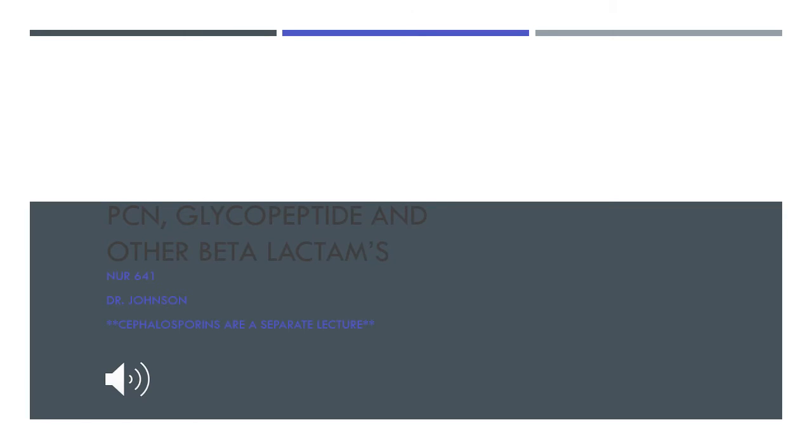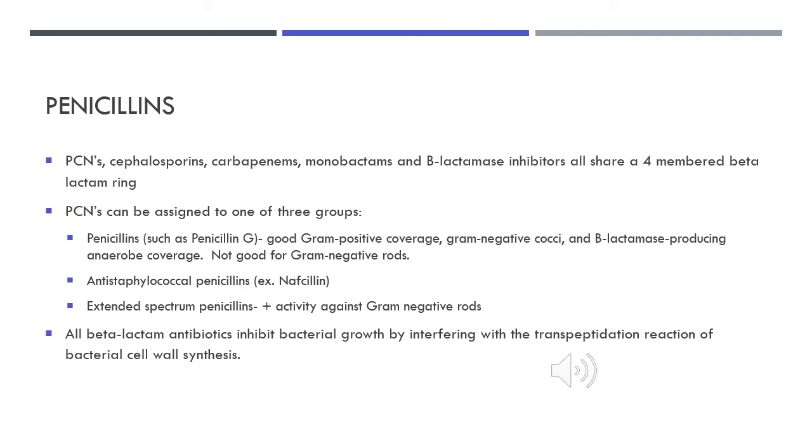So this is the rest of the beta-lactam antibiotics at this point. The cephalosporins have been eliminated from this conversation and put into a separate slide set, but again, they do go hand in hand. Just as a reminder from our cephalosporin lecture, the cephalosporins, the penicillins, the carbapenems, the monobactams, and beta-lactamase inhibitors all share a 4-membered beta-lactam ring, which makes them the beta-lactam antibiotics.